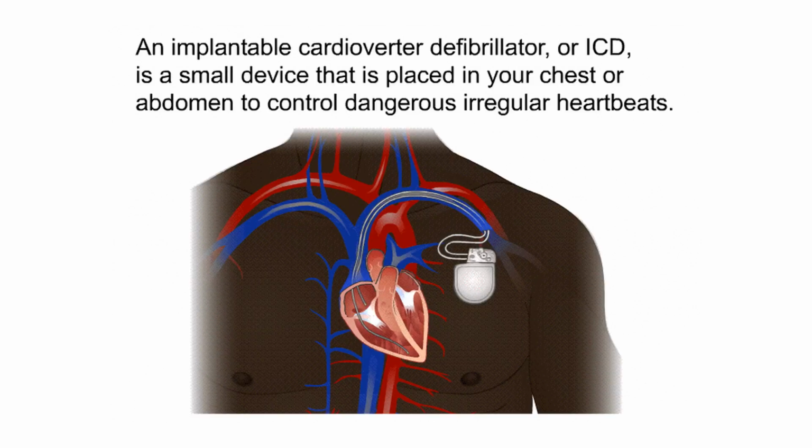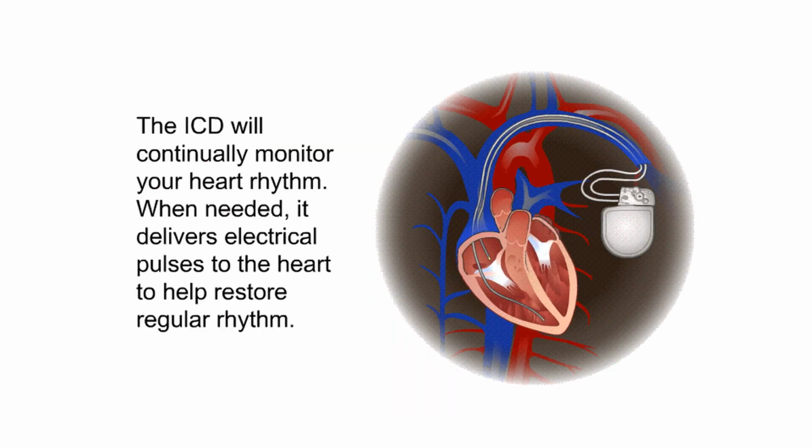Summary. An Implantable Cardioverter Defibrillator, or ICD, is a small device that is placed in your chest or abdomen to control dangerous irregular heartbeats. The ICD will continually monitor your heart rhythm. When needed, it delivers electrical pulses to the heart to help restore regular rhythm.